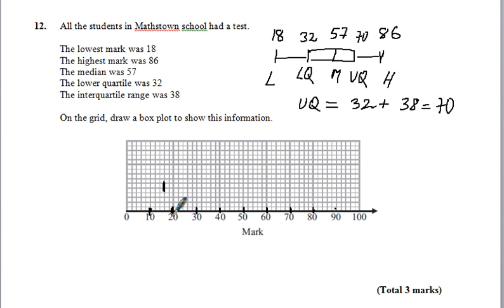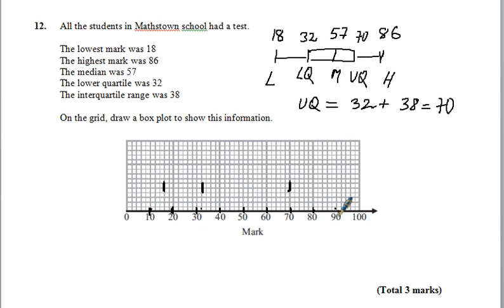So as you can see now, between 20 and 30 there are 5 equal intervals, so each interval stands for 2 units. So if we need 32, we need to move to the next interval after 30 and draw another line. Okay, that is where your box plot will start. Then we need to know where the upper quartile is, which is 70. That's where your box plot will finish, and 86 for the whisker.